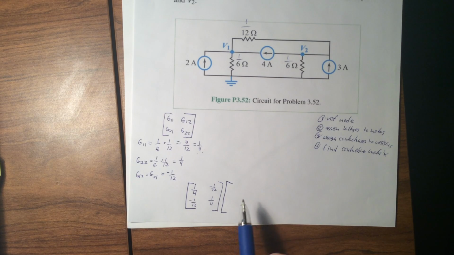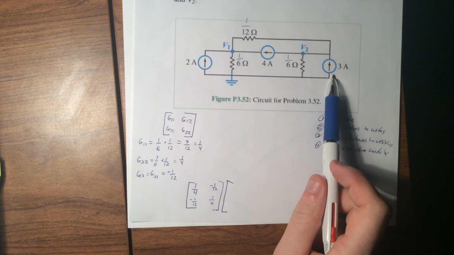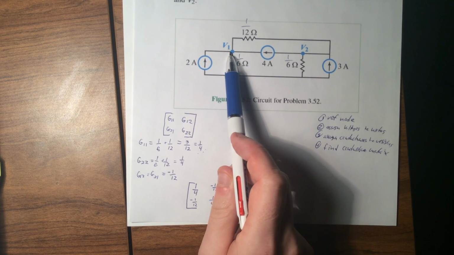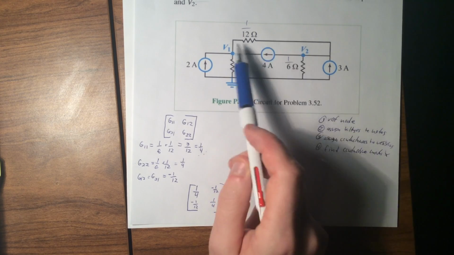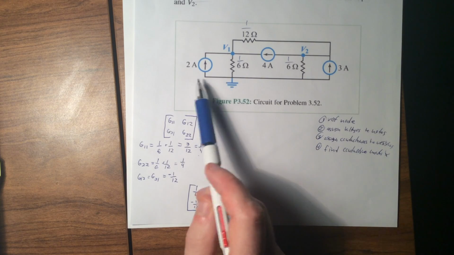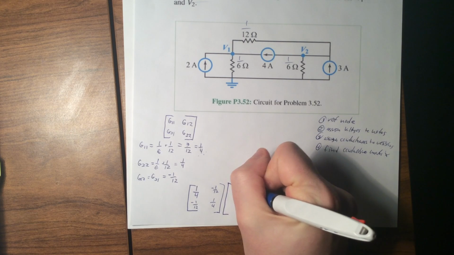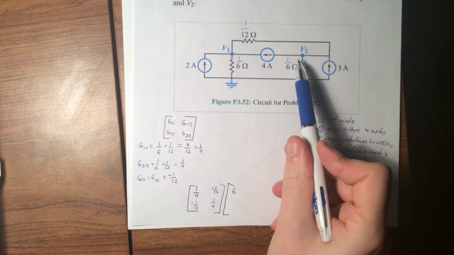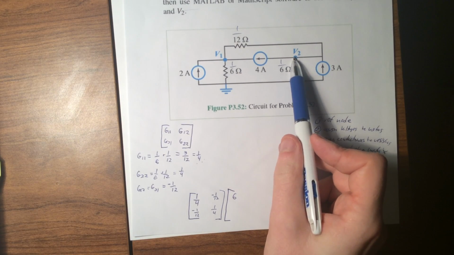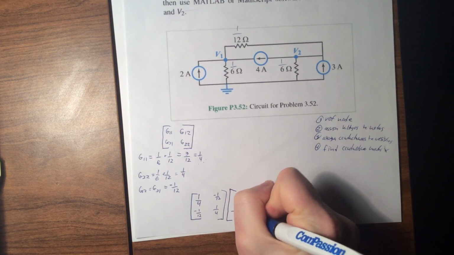Let's look at our sources real fast. What do we got for our sources? We've got a 2, a 4, and a 3. Let's look at V1 first. V1 has a 4 coming in and a 2 coming in, and nothing going out, since we have resistors there. So we add these two up, and that's going to be 6. Remember, ins minus outs. At V2, we have our ins of 3 minus our outs of 4, so ins minus outs equals minus 1.